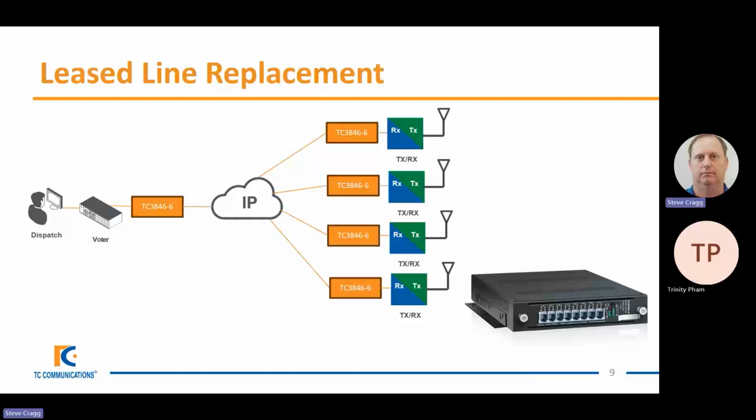Connect your 3846-6 to the IP network. At the voting end, you would use another TC3846-6. In this case, it will have 4 channels talking to the voter. And basically what this does is it simulates the leased lines. So as far as your system is concerned, there is no requirement for any changes in your network. You don't need to change your repeaters, you don't need to change your voters, it'll just all work the same way.